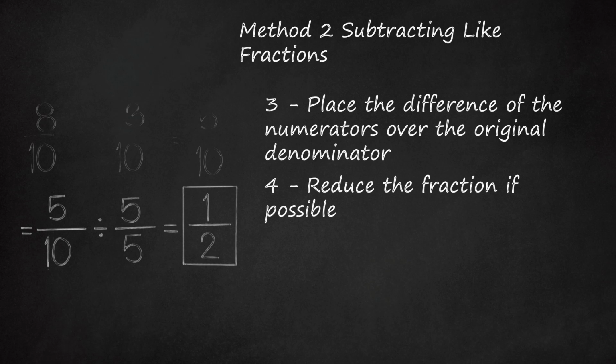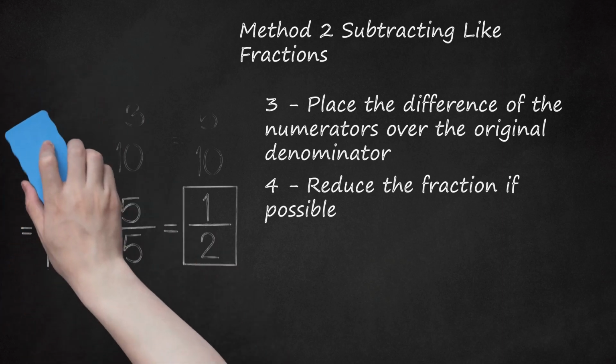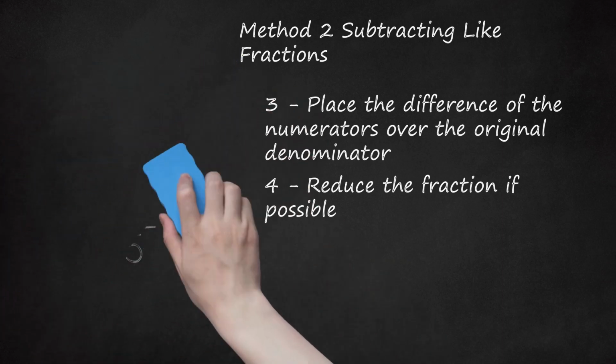For example, 5 and 10 can both be divided by 5. 5 divided by 5 equals 1, 10 divided by 5 equals 2, so 5/10 reduces to 1/2.